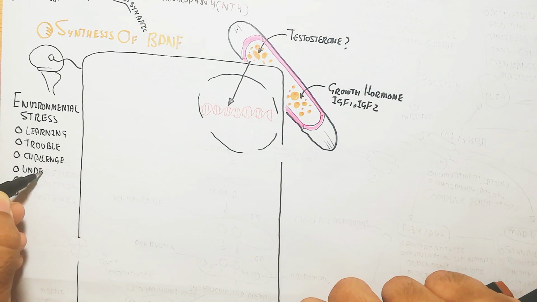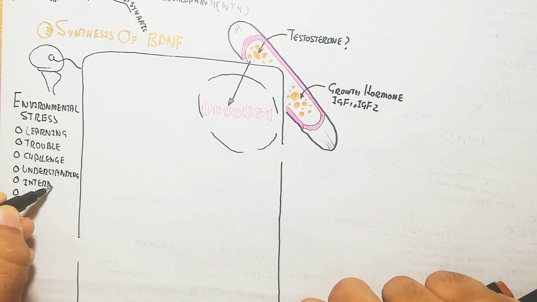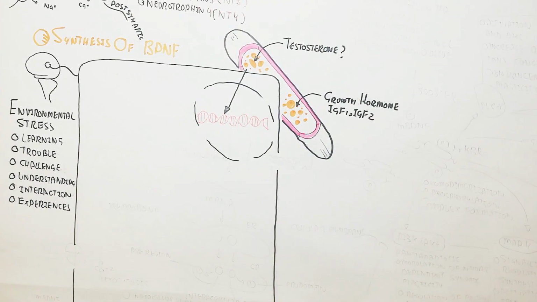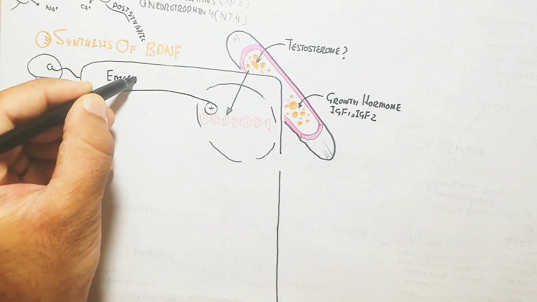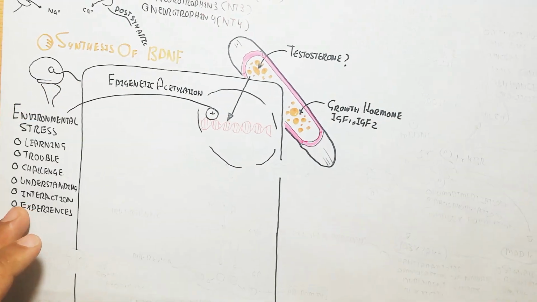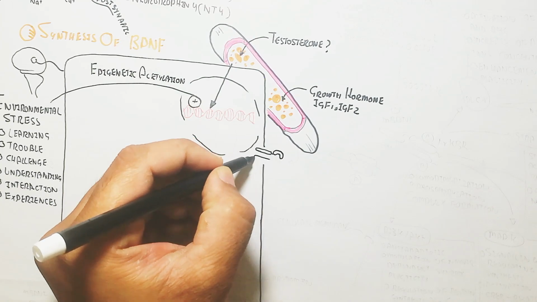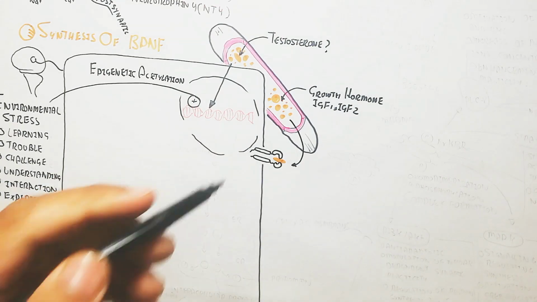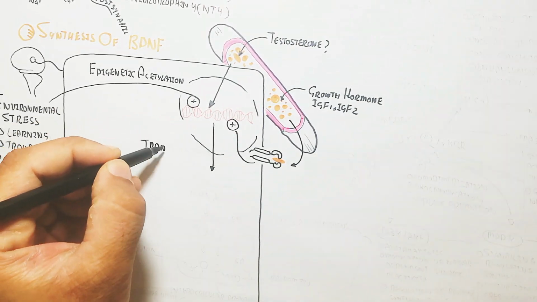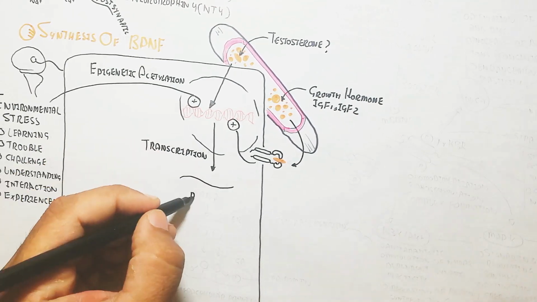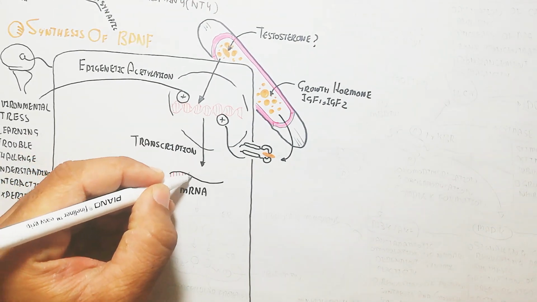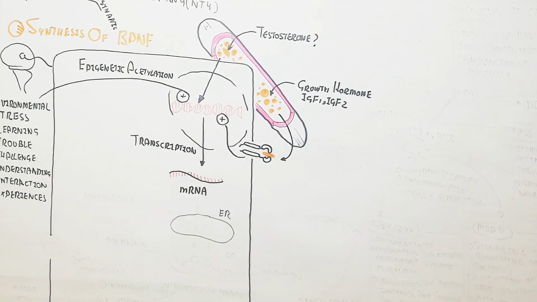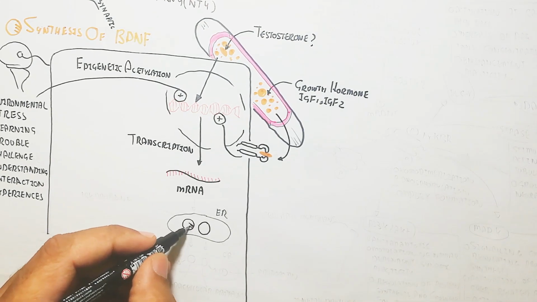All these factors, as well as environmental stress, learning, trouble, challenge, understanding, interaction, and experience, will lead to activation of the gene through epigenetic acetylation. This epigenetic acetylation will lead to transcription of certain genes which were silenced, and in this way, activating the silenced genes leads to new memory and new experiences. Growth hormone and testosterone also target and activate masculine behavior.